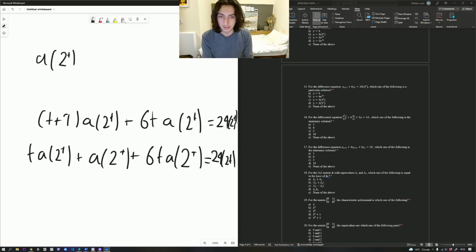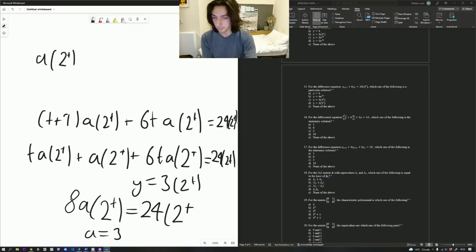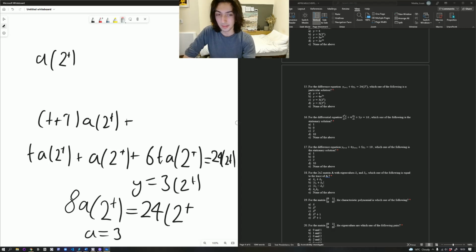But yeah, it's definitely C there, mostly because you've got the addition of all the A's adding up. So there's like 8 A's, 8A 2t, and 24 2t, and so that leads you to A is 3. So you've got the particular solution of y is equal to 3t. Okay, moving on. That one was kind of a mess. Sorry about that.